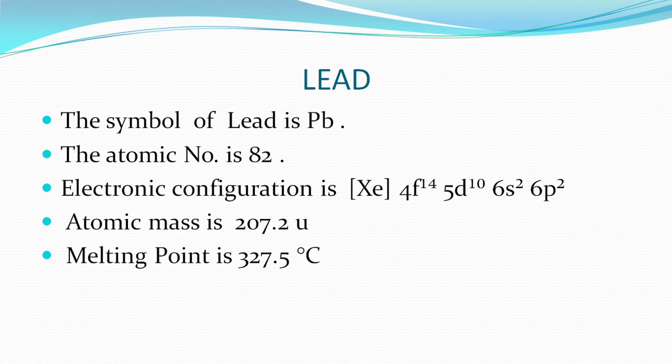So my friend, the symbol of lead is Pb, atomic number is 82, electronic configuration is [Xe] 4f14 5d10 6s2 6p2. The atomic mass of lead is 207.2 u and the melting point is 327.5 degrees Celsius.